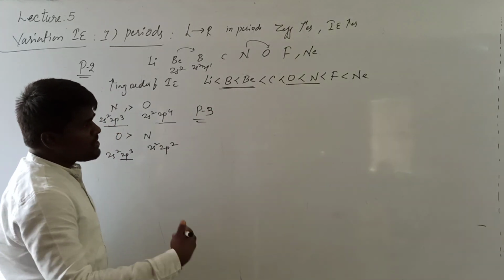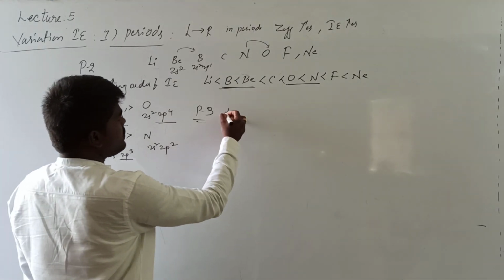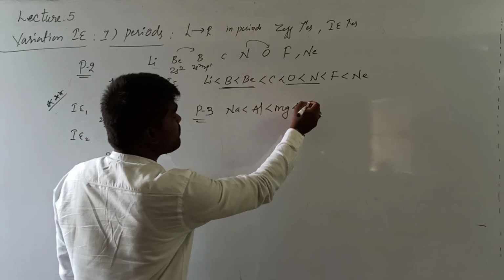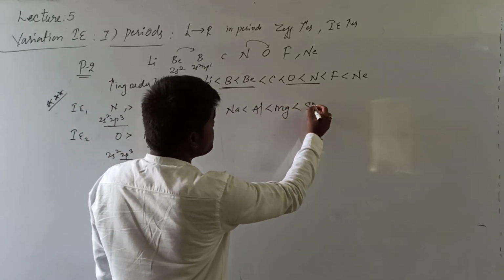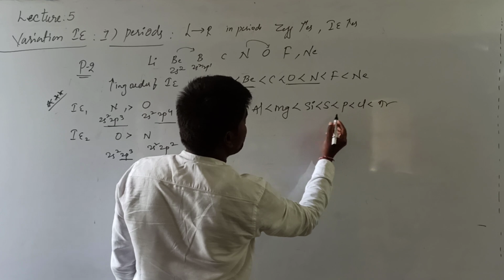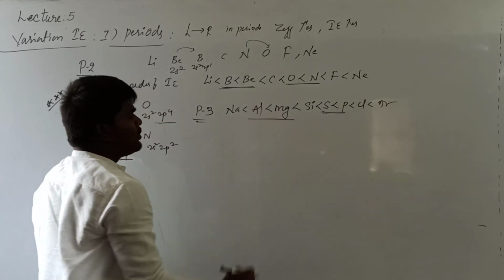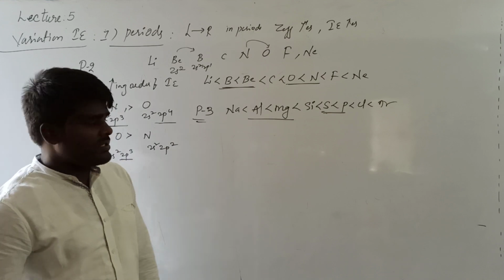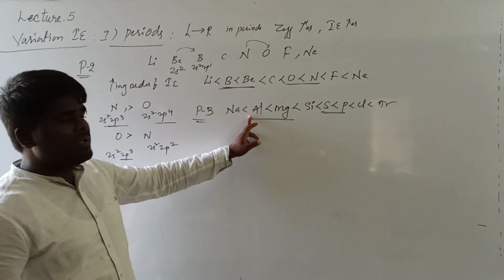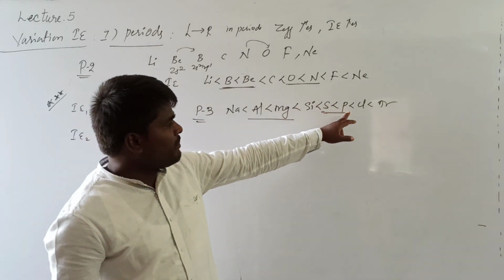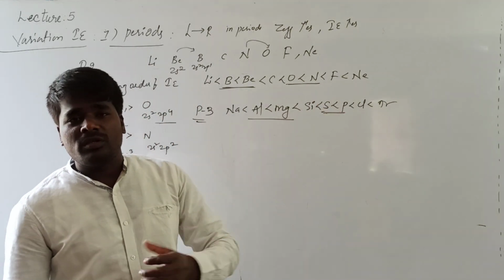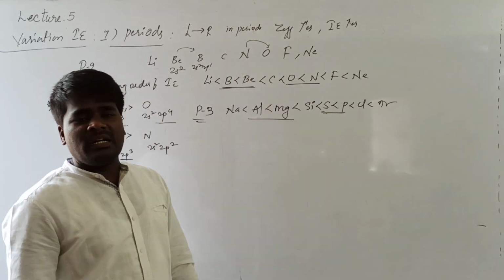I am writing the third period directly in increasing order: sodium, followed by aluminium, followed by magnesium, followed by silicon, followed by sulfur, followed by phosphorus, chlorine and argon. Where is the exception? In the case of aluminium and magnesium, and in the case of sulfur and phosphorus. Generally, magnesium is expected to have less than aluminium, but it is found to be greater than aluminium. The same way, phosphorus is expected to have less ionization energy than sulfur, but is found to have more than sulfur. The reason is the same: half filled and completely filled configuration.